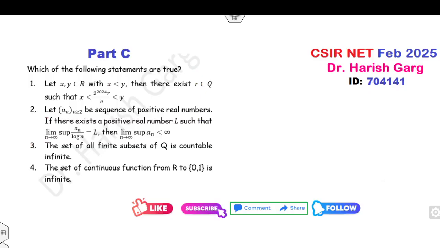Okay, which of the following statements are true? Let x and y belong to R such that x is less than y. I can choose x as 0 and y equal to 1, so that condition will be satisfied. Then there exists a rational r such that this condition is satisfied. So your target is to prove whether this result holds or not: r over e is less than 1.